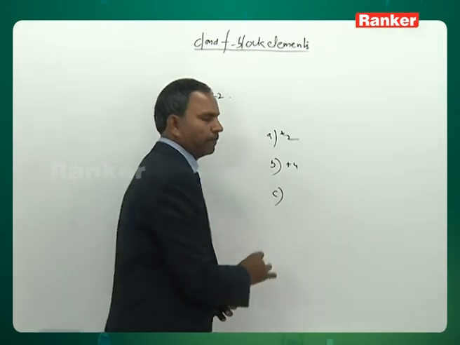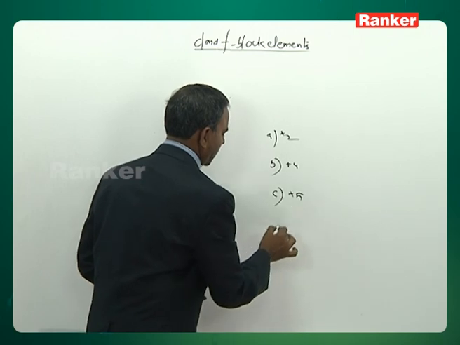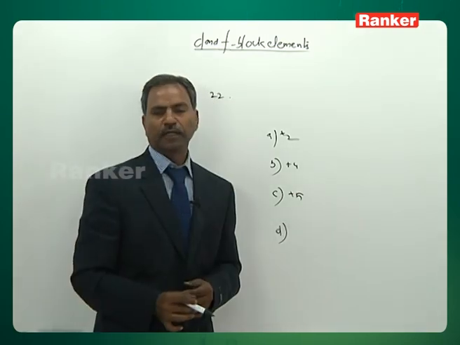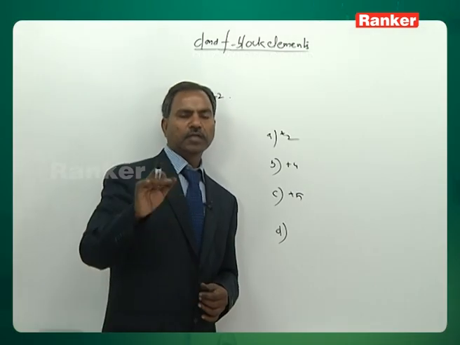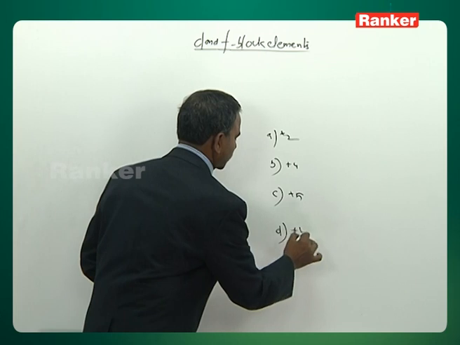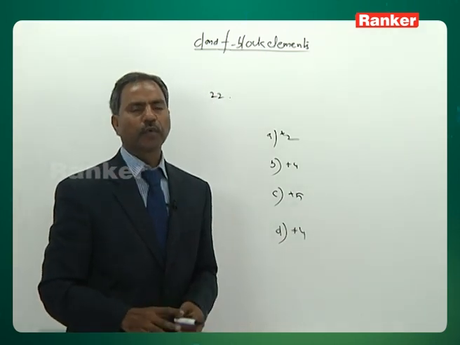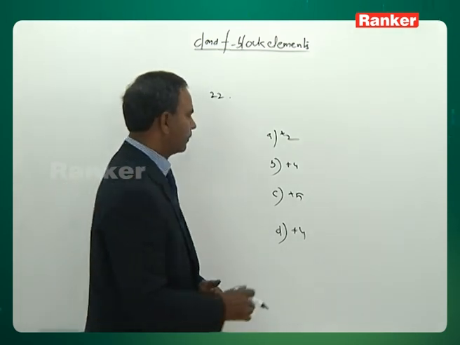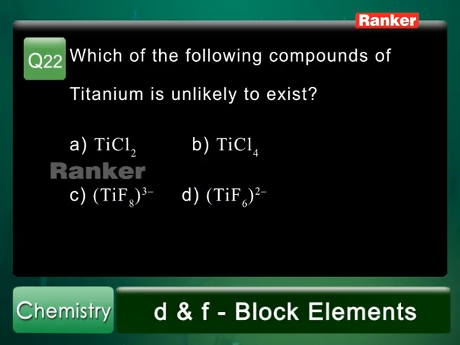Coming to option C, it is TiF8 minus 3. Inside this bracket you are looking at 8 negative charges, with minus 3 overall. Therefore, titanium comes to be plus 5 oxidation number. And again, option D you take. TiF6 minus 2. Inside are minus 6 charges, 2 charges existing, coming to be again plus 4. But I said titanium's maximum possible oxidation number is only plus 4. But in the case of option C, it is coming to be 5. Therefore, this is the correct answer. For this, the answer is C.